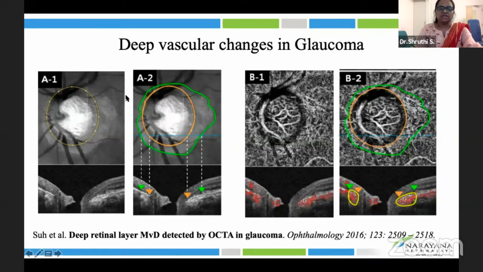So when we looked at the same patient's OCTA scans, choroidal slab, here we can see the deep vascular changes and the choroidal retinal vascular changes more prominent and better than the surrounding area. So in this B2 image, we have demarcated the same. This is the area where the deep vascular changes were studied in glaucoma.